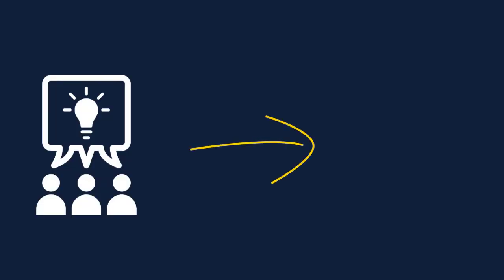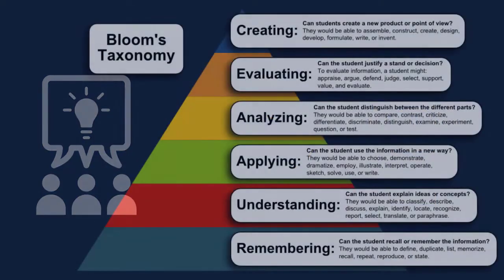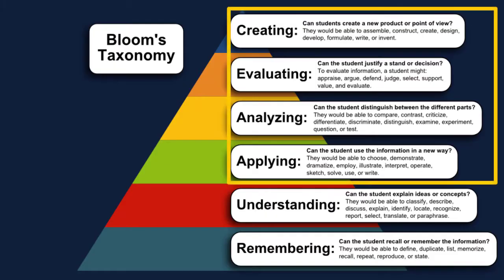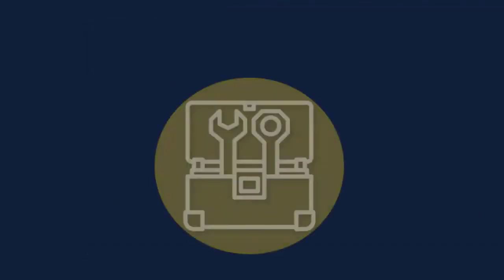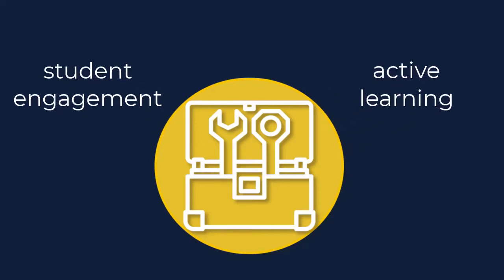When students are given the opportunity to engage in active and collaborative activities, such as working together to solve a problem, they are more likely to retain what they've learned and stay motivated to do well within the course. Additionally, active learning requires students to engage in higher order critical thinking at the levels of application, analysis, evaluation, and creation of Bloom's taxonomy. In this video, we will provide some practical strategies and tools to promote student engagement and active learning in the design of your course activities.